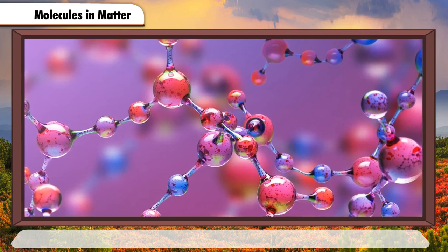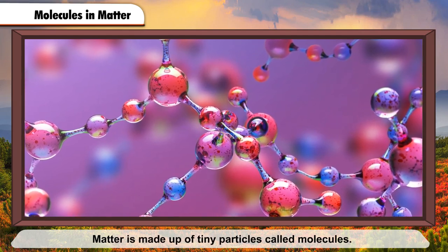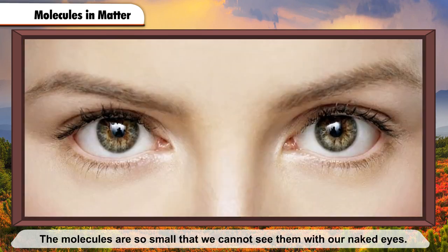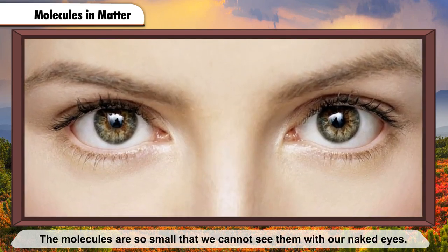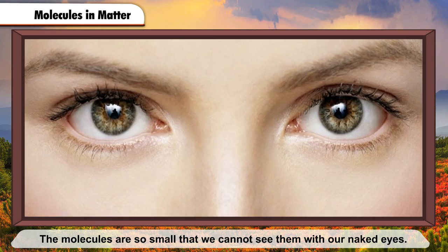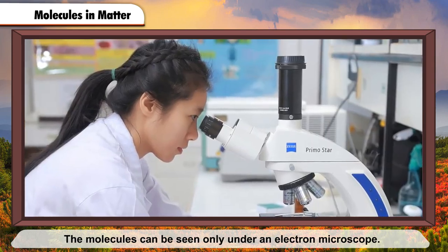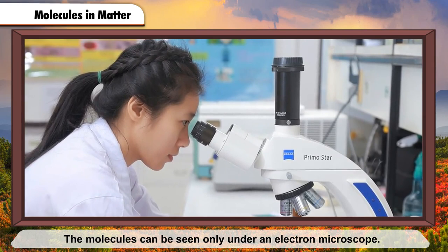Molecules in matter. Matter is made up of tiny particles called molecules. The molecules are so small that we cannot see them with our naked eyes. The molecules can be seen only under an electron microscope.